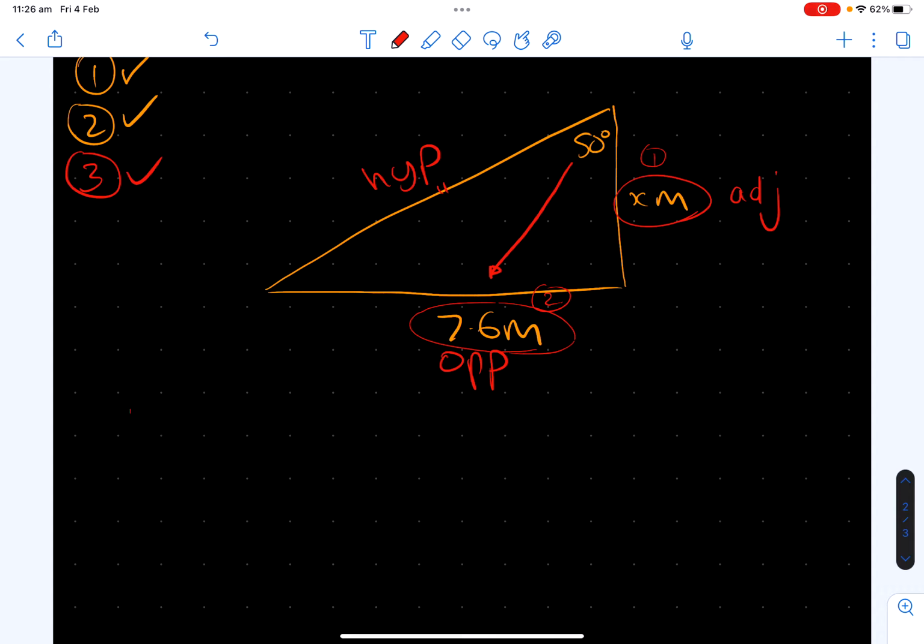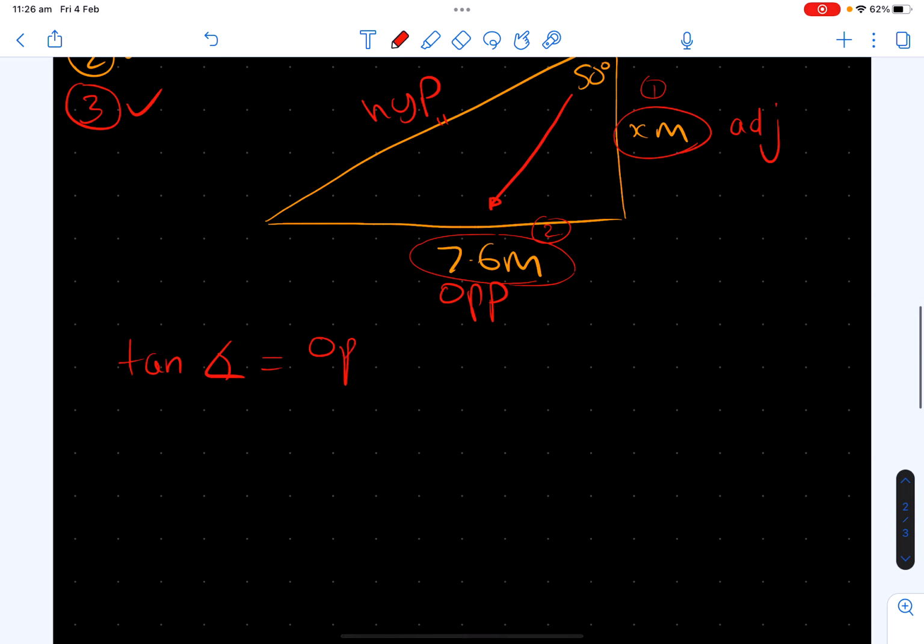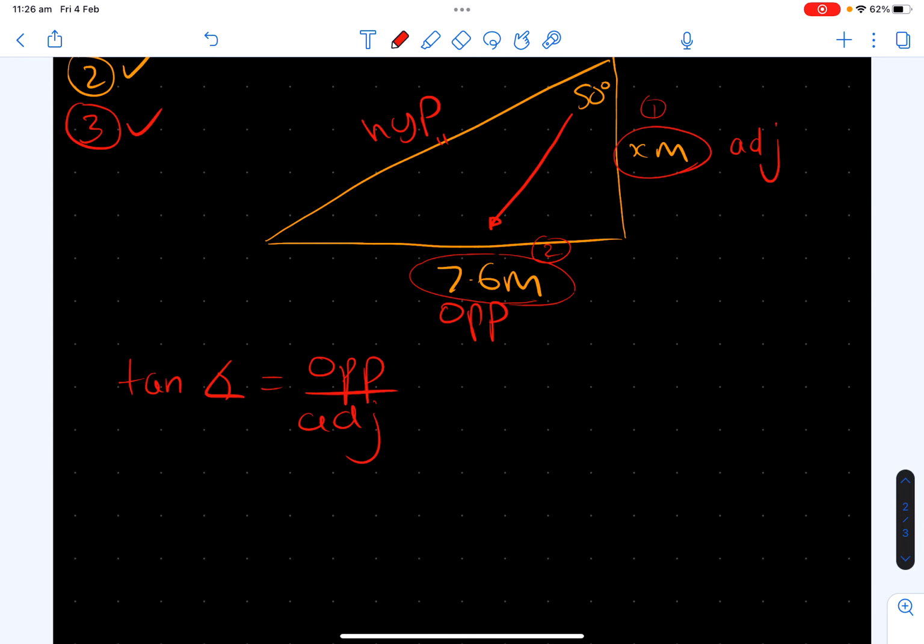And we go tan angle equals opposite divided by adjacent. We're then going to fill in the equation with all of the variables that we know. So we're going to have tan, what's the angle? 50 equals opposite, which is 7.6, divided by your unknown adjacent, which is x.